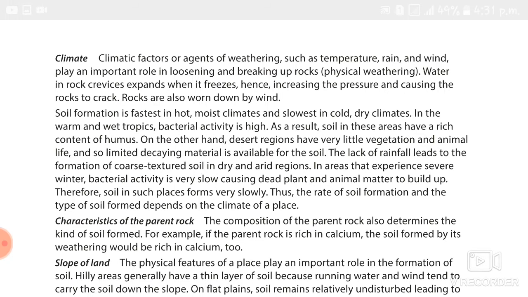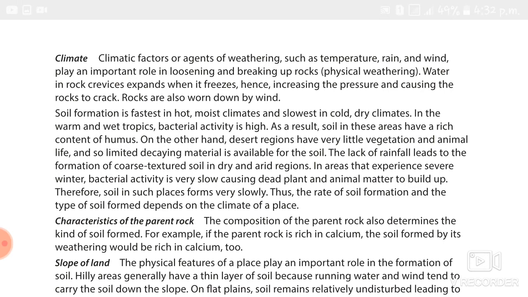Hilly regions have a thin layer of soil, because running water and wind carry the soil down the slope. Recently you must have heard the news about the landslide of Pettimudi in Munnar, Kerala. Do you know? The soil was fully taken down the slope. Just like that, the water takes the soil during every rain, but in lesser quantity.